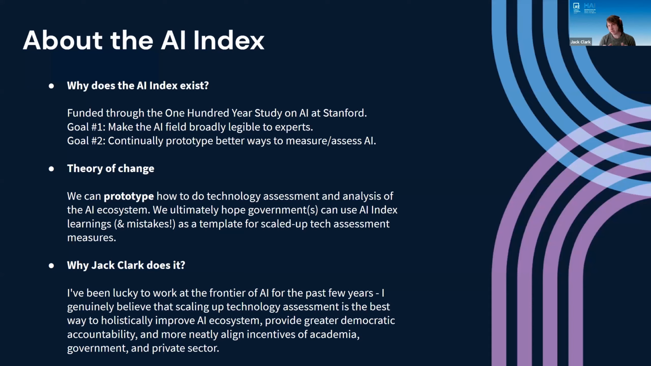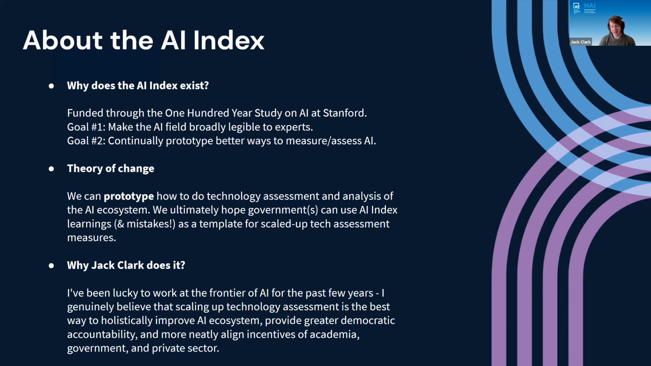And our theory of change is that eventually governments are going to be measuring and assessing a lot of stuff around the AI sector, because they do this with every other part of the economy that matters. So we should assume that they do it here. And the index, by continually prototyping different ways to assess and measure this space, can hopefully contribute to those large government schemes when they arrive.